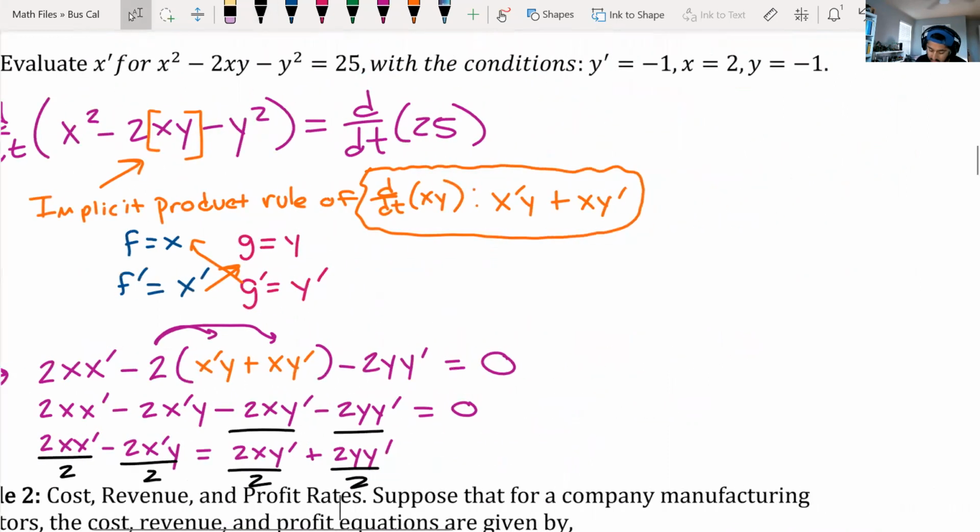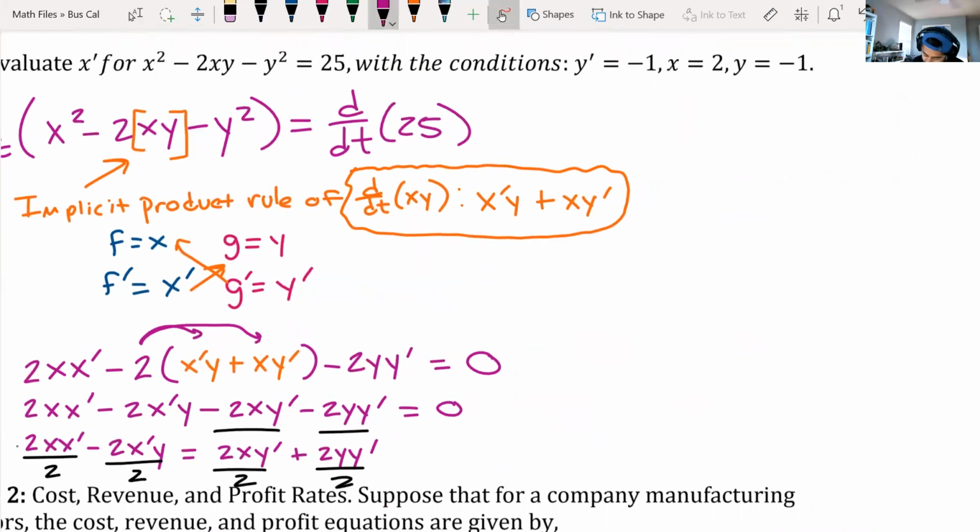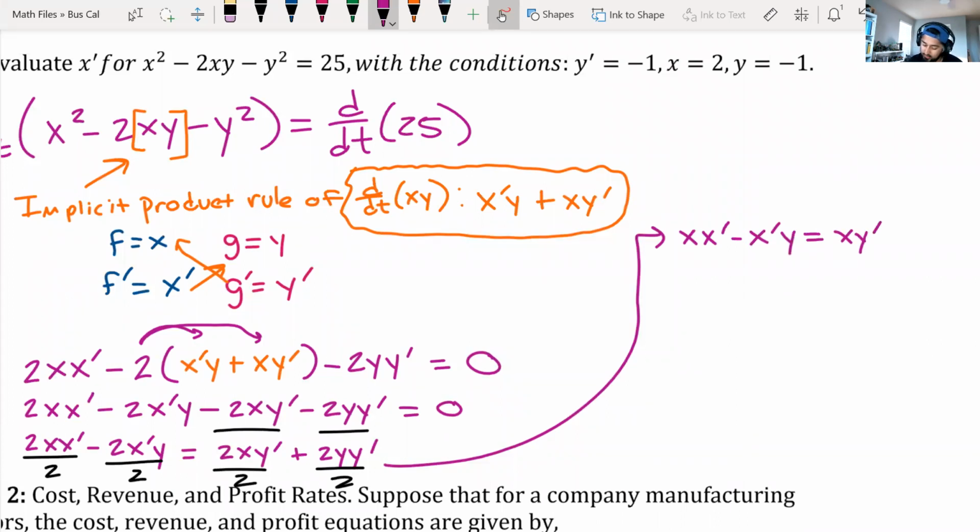And running out of room. So we'll come up here. Sorry. So we'll come right here. So this leaves me with x prime minus 2x prime y equal to, oh, sorry. We divided everything by 2, right? Minus x prime y equal to xy prime plus y prime.